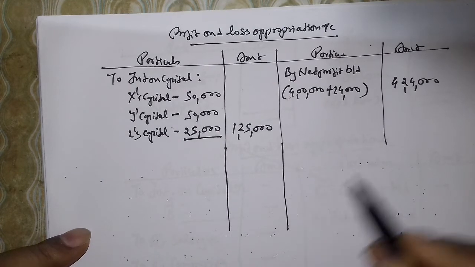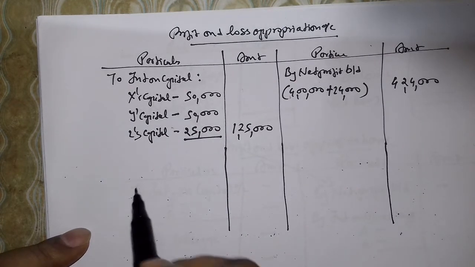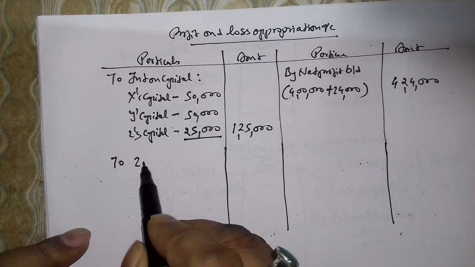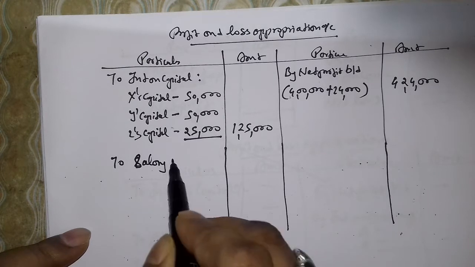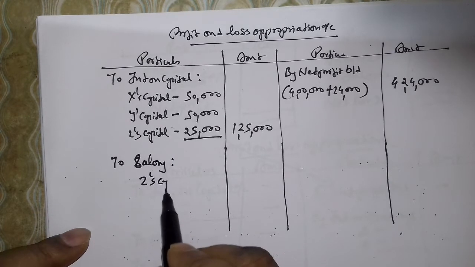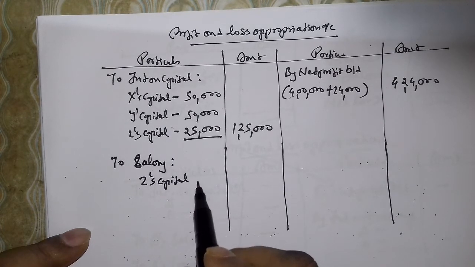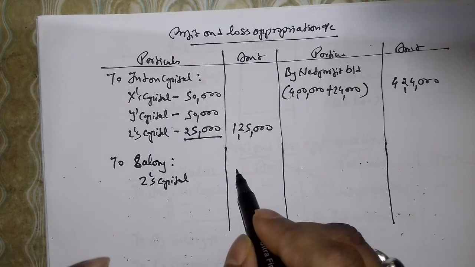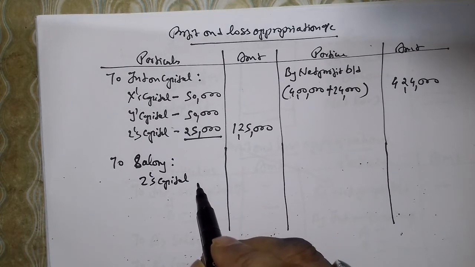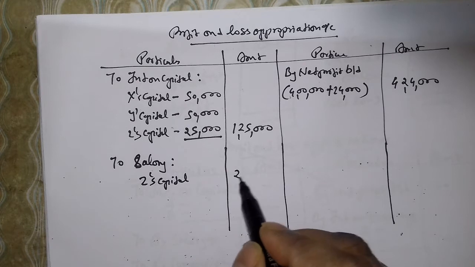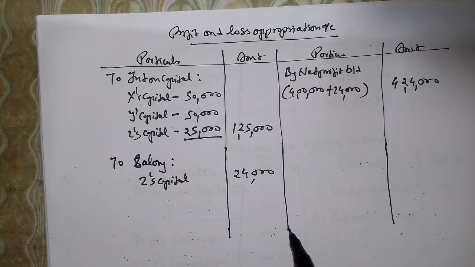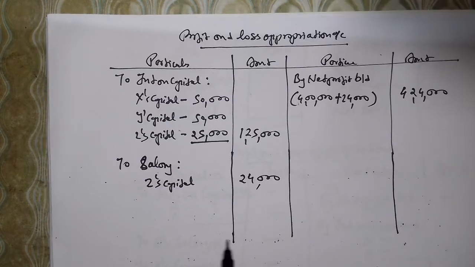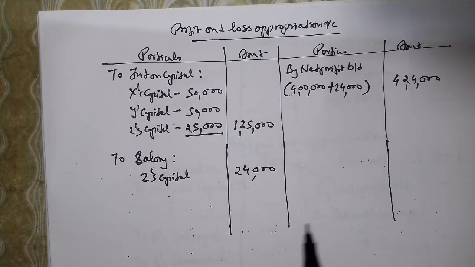Now Z salary. You have to write salary and write Z's capital. It will be transferred to his capital account. So Z salary is 2,000 per month. 2,000 into 12, 24,000. So now nothing is left. No interest on drawing is there. No commission. Nothing is there.